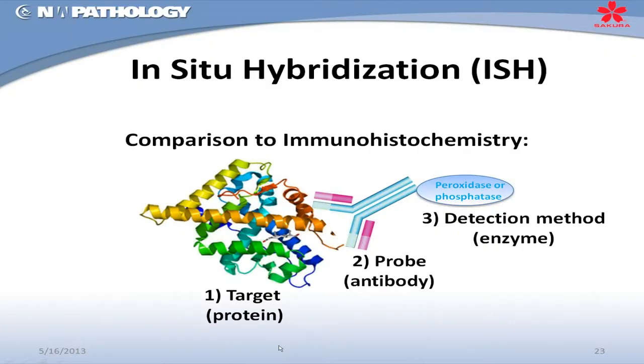To understand the technique of ISH, I think it's easy to compare it to immunohistochemistry because IHC is a little bit more well known in pathology and it's been around for much longer. And the technique is actually quite similar. So in immunohistochemistry, we have three major elements. A target, which would be a protein in immunohistochemistry, a probe, which would be an antibody, and a detection method, which is an enzyme that yields some sort of colorimetric product. Usually in IHC it's peroxidase or phosphatase.